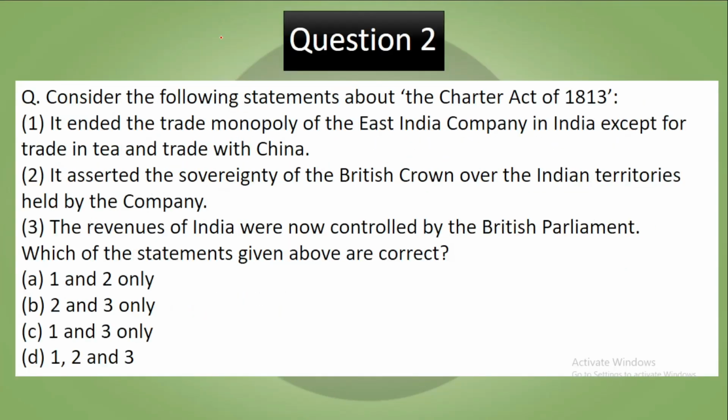Question number 2, consider the following statements about the Charter Act of 1813. 1. It ended the trade monopoly of East India Company in India except for the trade in tea and trade with China. 2. It asserted the sovereignty of the British Crown over the Indian territories held by the company. 3. The revenues of India were now controlled by the British Parliament. Which of the statements given above is/are correct? Pause the video, try to answer. Now we'll see the answer.